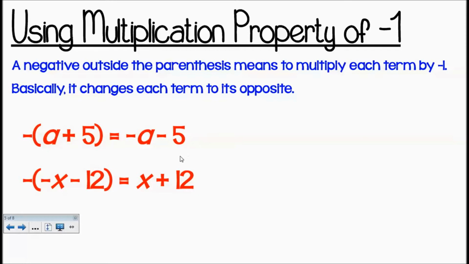-1 times a is -a. -1 times +5 is -5. You can see that down here where it's all kinds of subtractions and negatives. It changes it to its opposite. -x becomes +x. -12 becomes +12.